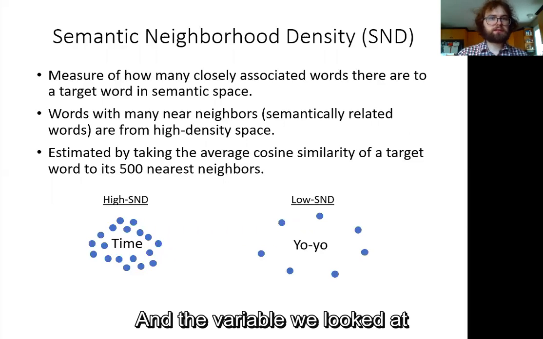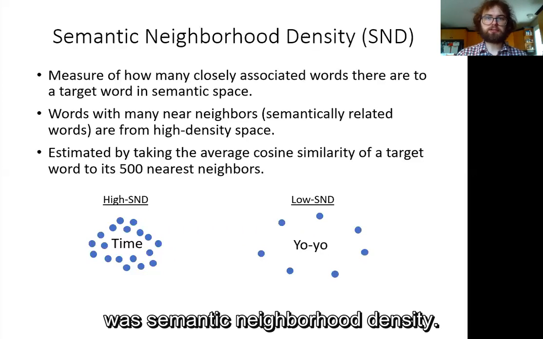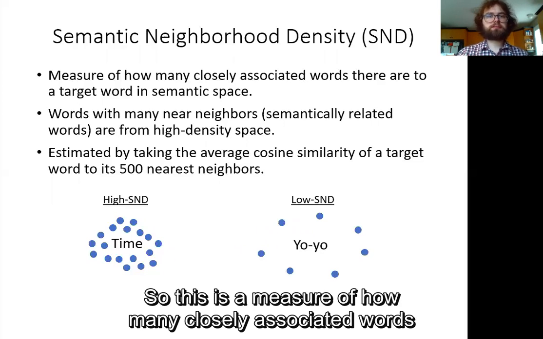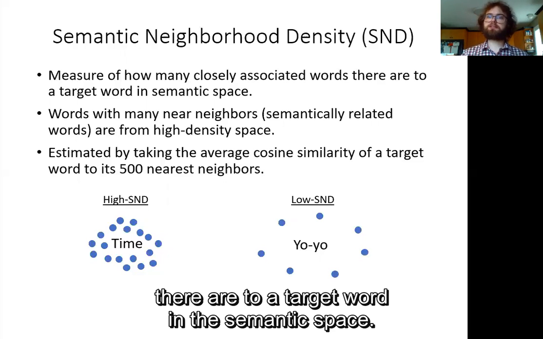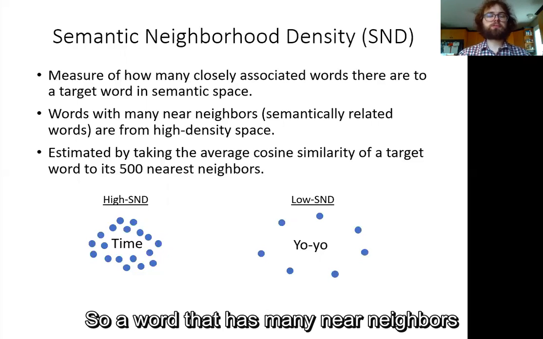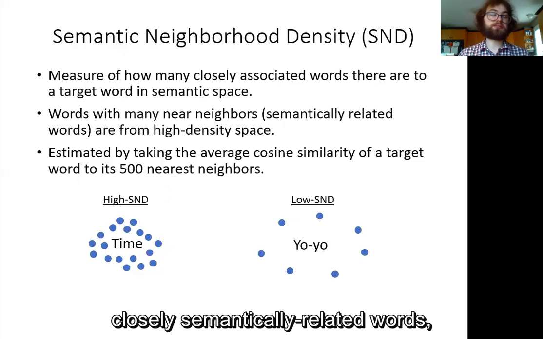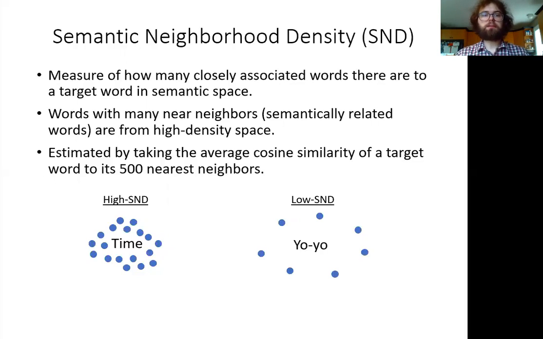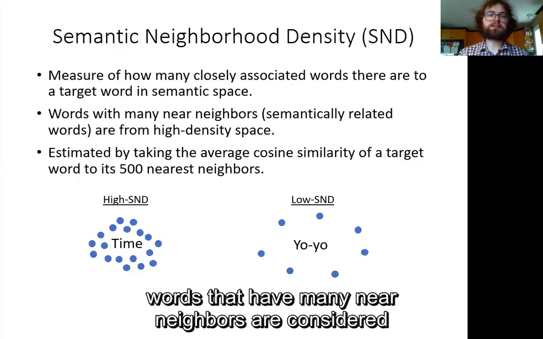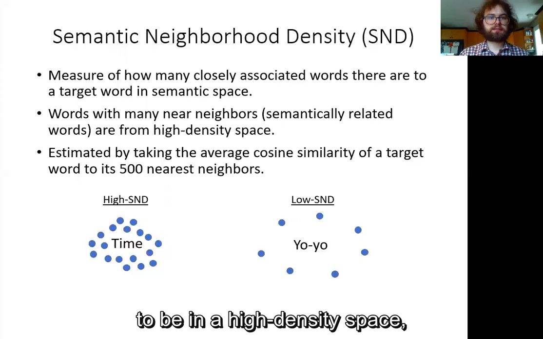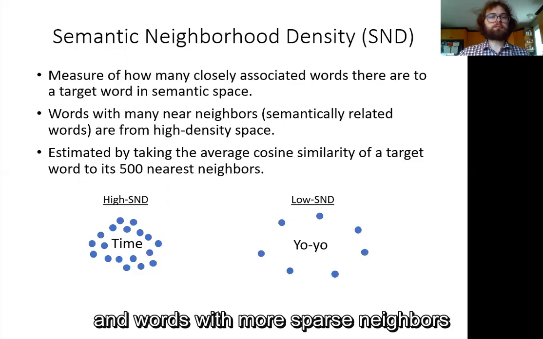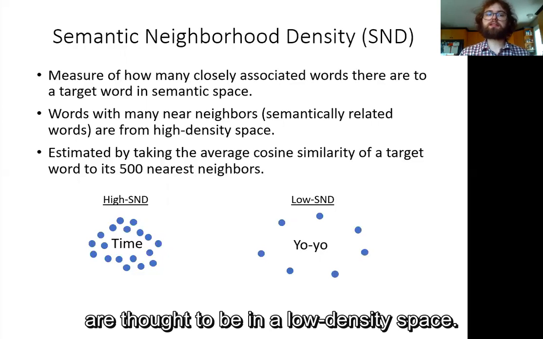And the variable we looked at was semantic neighborhood density. So this is a measure of how many closely associated words there are to a target word in the semantic space. Words that have many near neighbors, or closely semantically related words, are considered to be in a high density space, and words with more sparse neighbors are thought to be in a low density space.